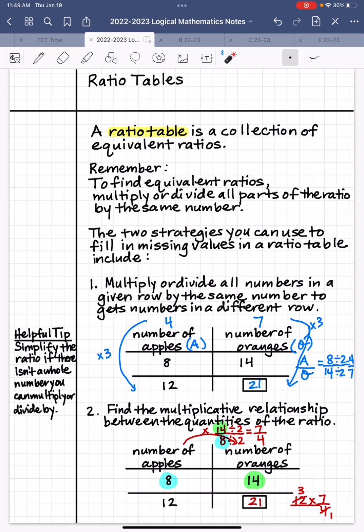So as you can see, either way you do this, as long as you're using multiplication or division, you can go from row to row, or you can go from column to column, okay, to find out missing values.